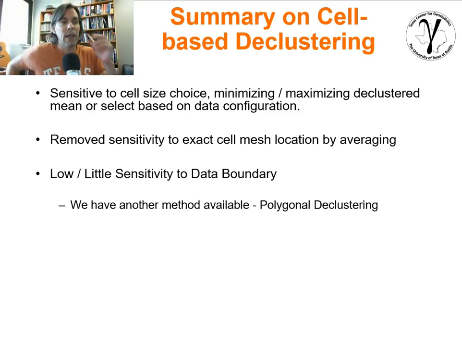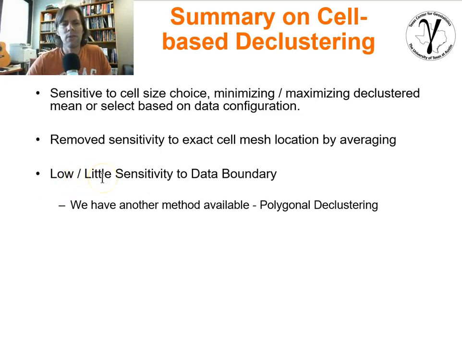Some other comments we can make about it: we are sensitive to the cell size. So we want to choose the cell size, minimizing or maximizing the declustered mean could be one approach. It's better if we can look at the data and figure it out by data configuration, based on a concept of the minimum nominal spacing of the data. We remove the sensitivity to the mesh location by averaging over multiple mesh perturbations or locations.